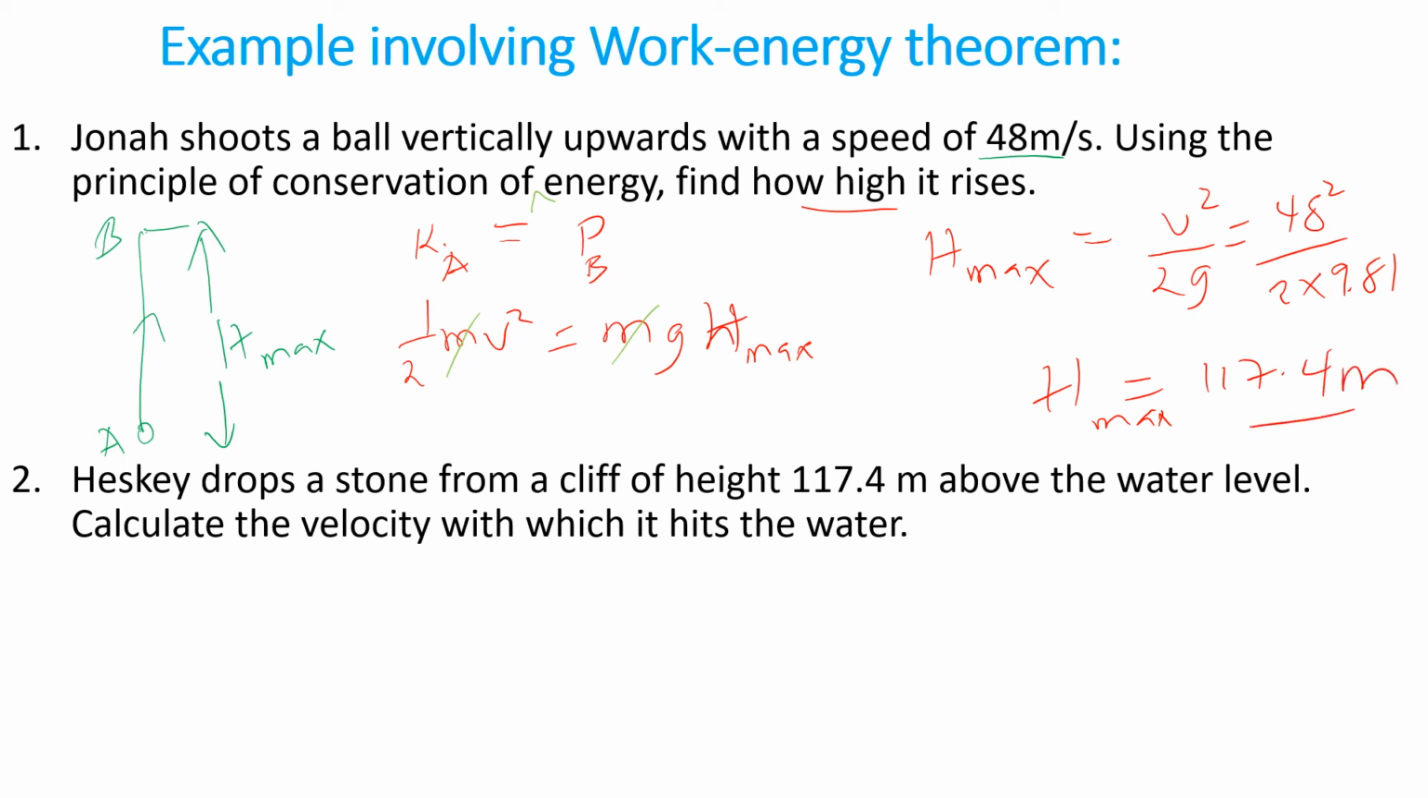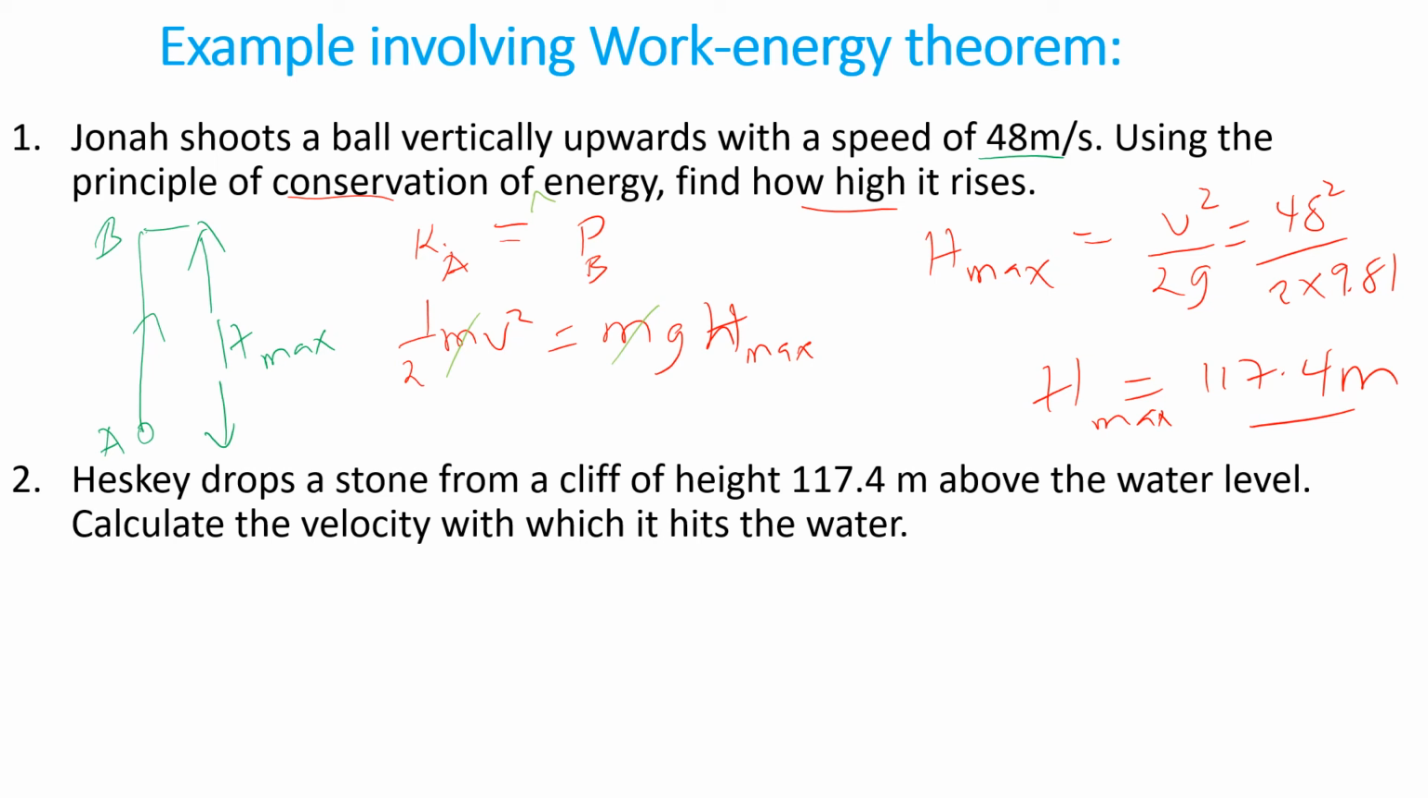So we are using basically the principle of conservation of mechanical energy. So that's the approach we use. Second example: Heskey drops a stone from a cliff at a height of 117.4 meters above the water level. Calculate the velocity with which it hits the water.